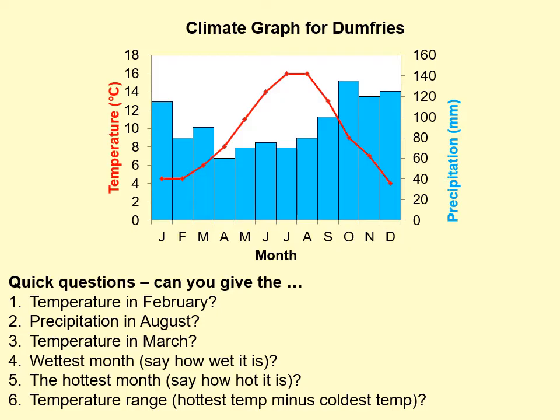Okay, precipitation in August. So this is question number 2. There were 80 millimeters of precipitation in August.